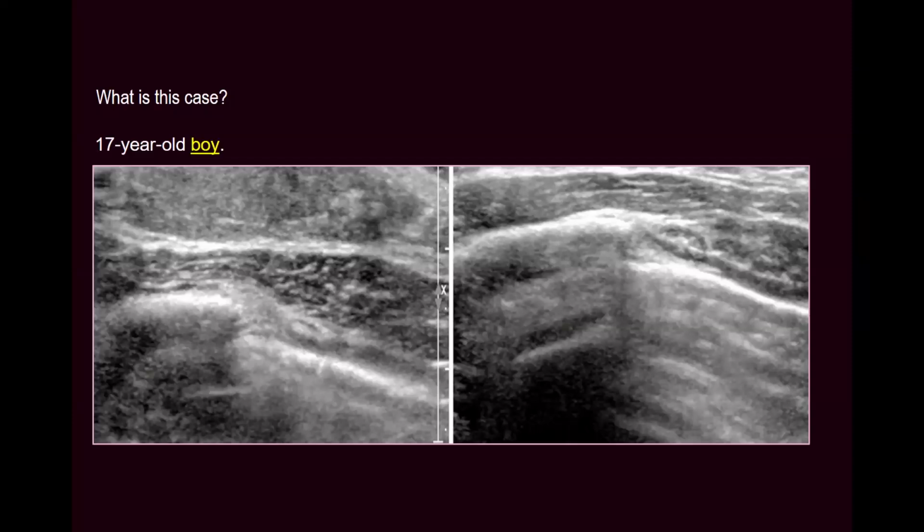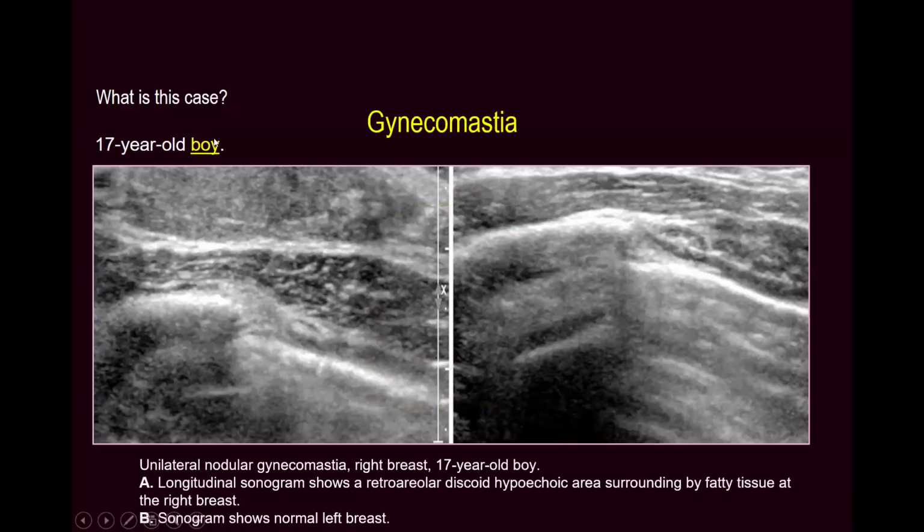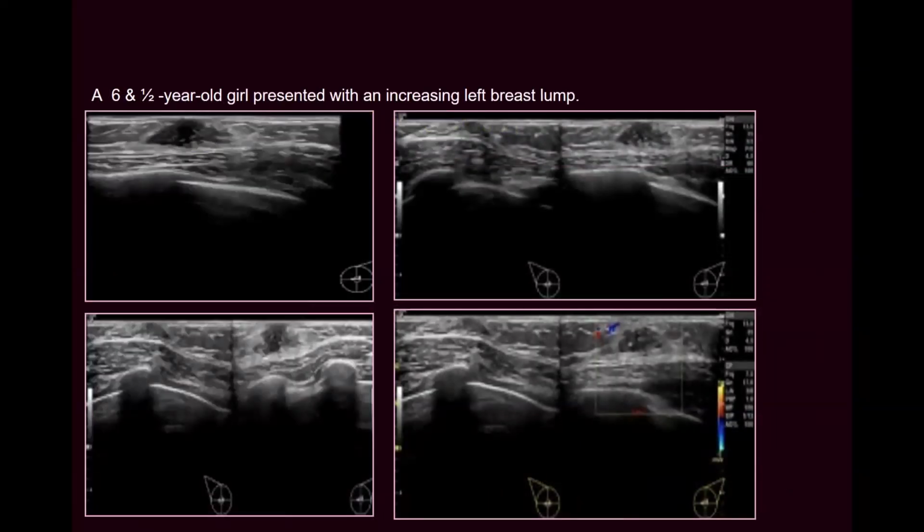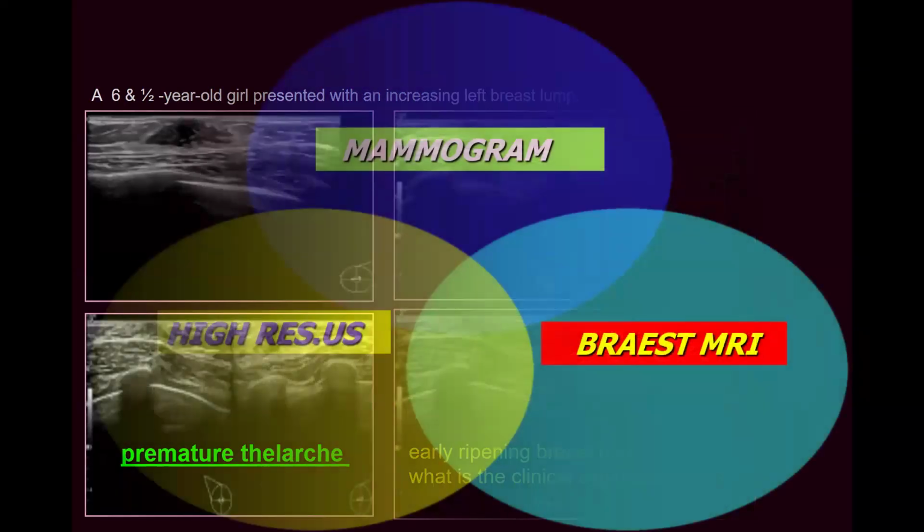And this one. It's also asymmetric. What is your diagnosis? The previous one, premature thelarche, and this one? Gynecomastia also. Excellent. Now you notice the highlight. Okay, this is gynecomastia, unilateral gynecomastia. This is a 6.5-year-old girl presented with an increasing left breast lump. Premature thelarche. Excellent. This is premature thelarche.